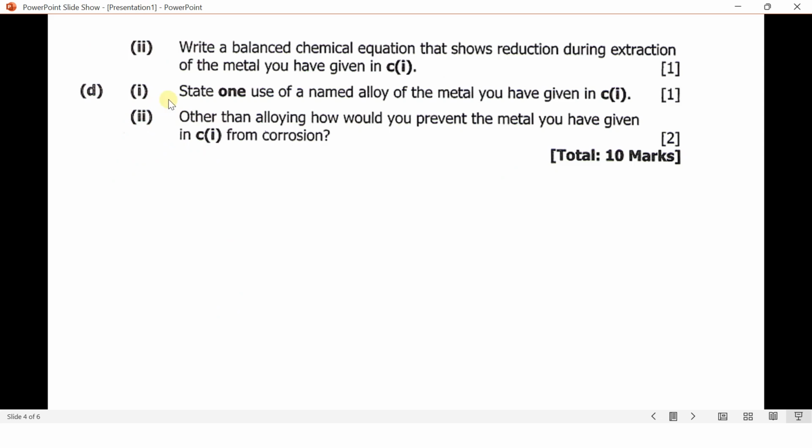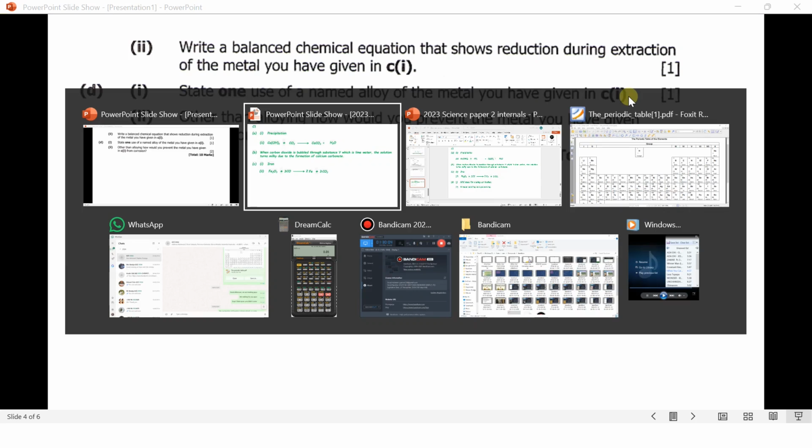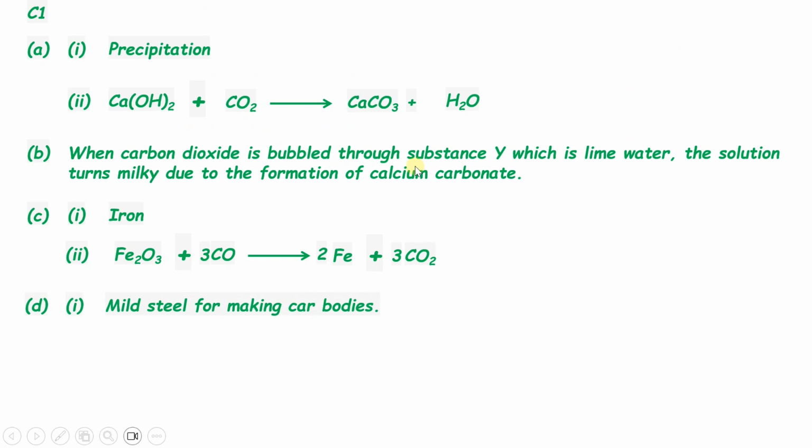Then we go back to the other question. It says D1, state one use of a named alloy of the metal you have given in C. One alloy that we know is mild steel, which is used for making car bodies. Stainless steel is one of the alloys. High speed steel is one of the alloys of iron. So you can also talk of those. Manganese steel is another alloy of iron. So you can look at their uses, like in making cutting tools, utensils, and so forth.